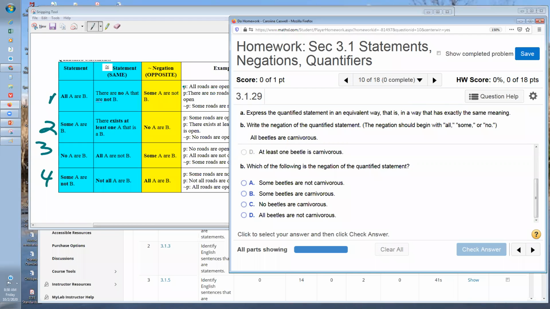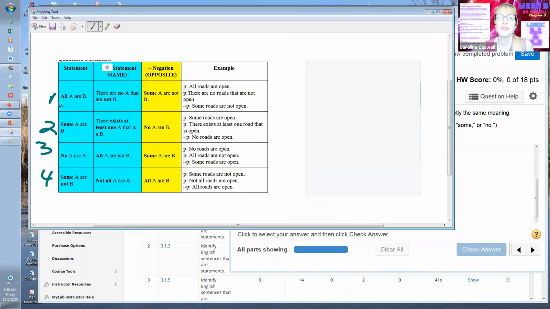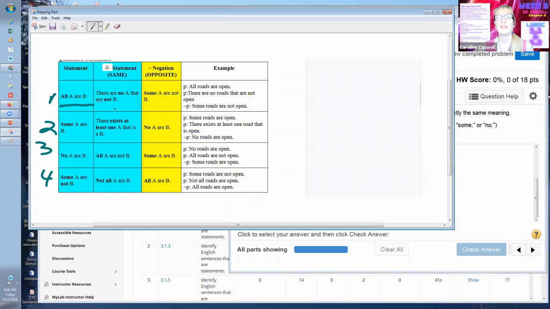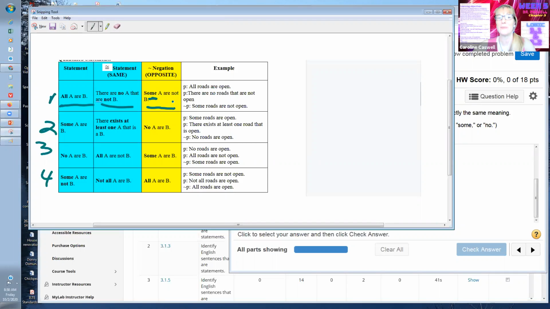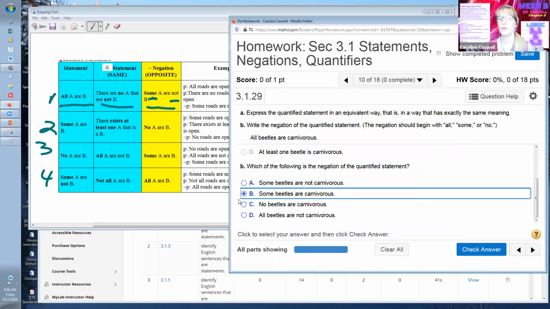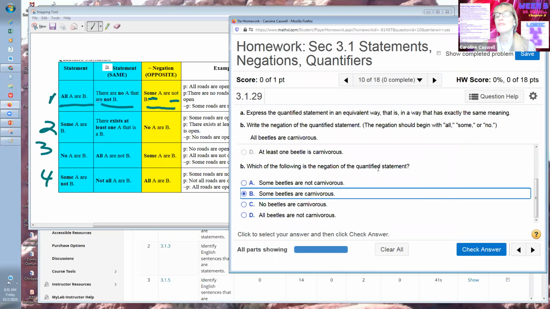The logic is all beetles are carnivorous, is row 1. The equal statement is there are no beetles that are not carnivorous. That's column 2. The third one is the negation. So you need to use the language of the negation. It's given to you. Now you just have to look for what ones give this exact setup. So we are looking for some A's are not B's. That's all we're looking for. Oops, I'm clicking again, but that's just my finger. So what am I looking for on this one?